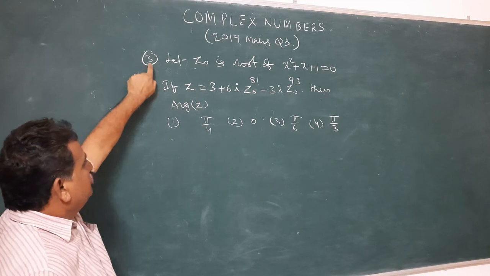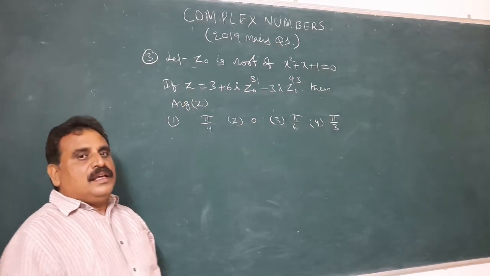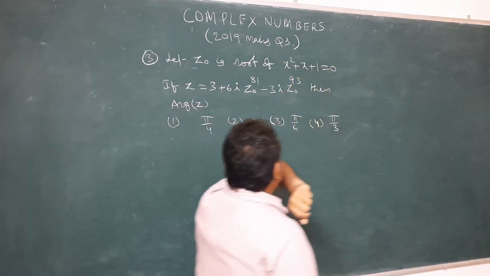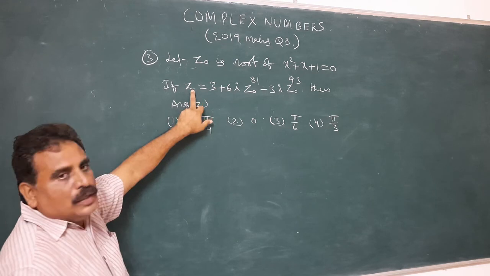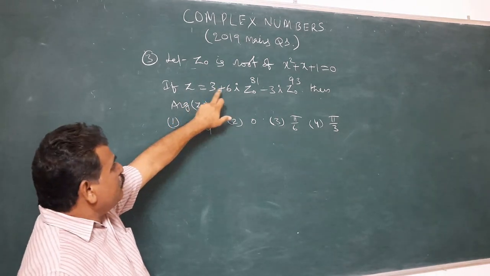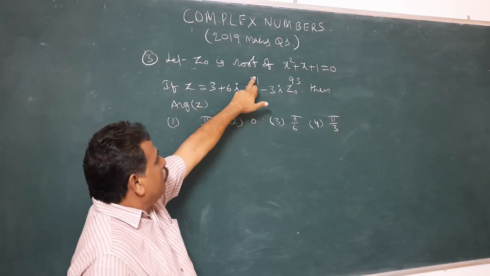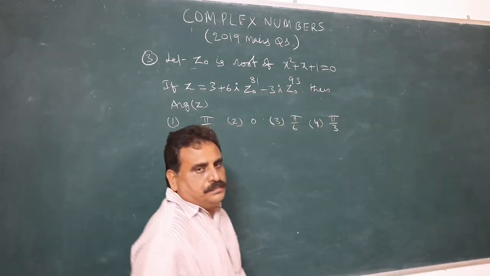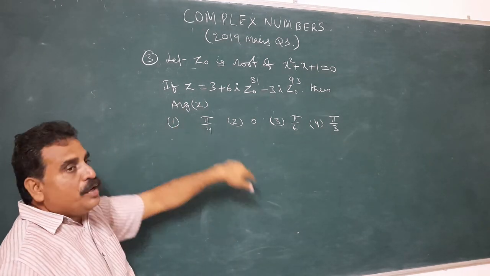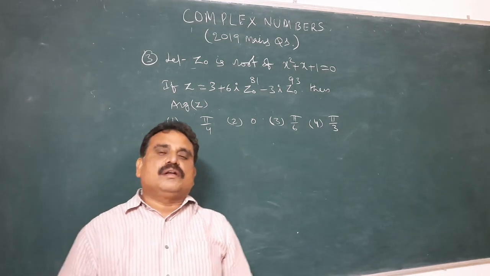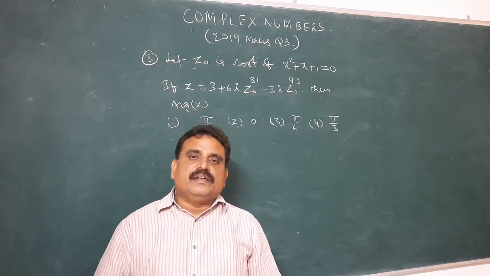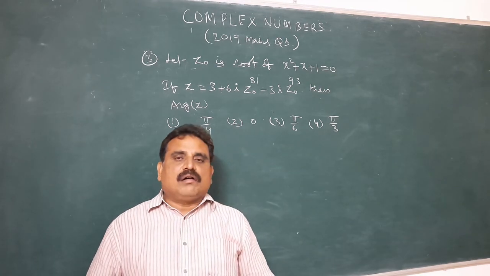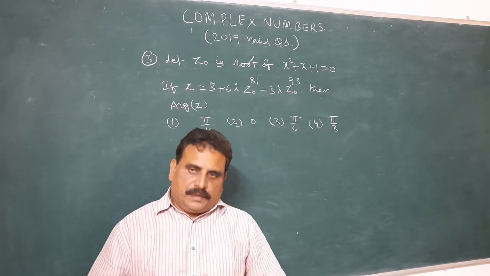Now, question number 3. Let z0 be a root of the quadratic equation x square plus x plus 1 equals 0. If z equals 3 plus 6i z0 power 81 minus 3i z0 power 93, then argument of the complex number. If z equals x plus iy, argument of z is tan inverse y by x. Argument always lies between minus pi and pi.